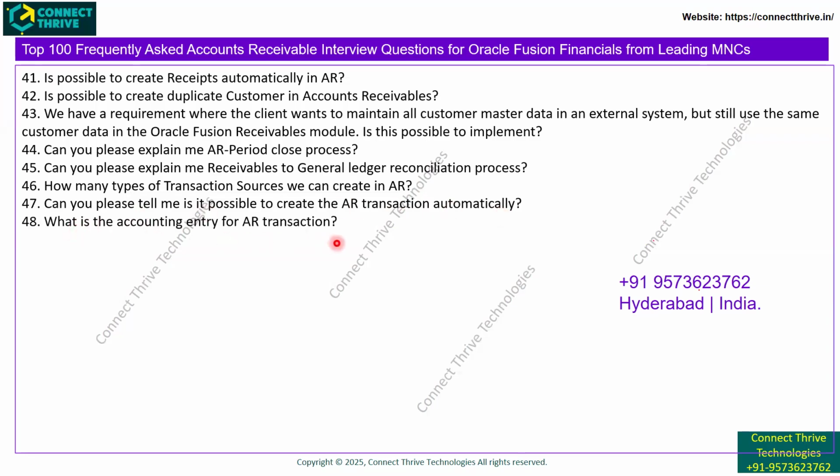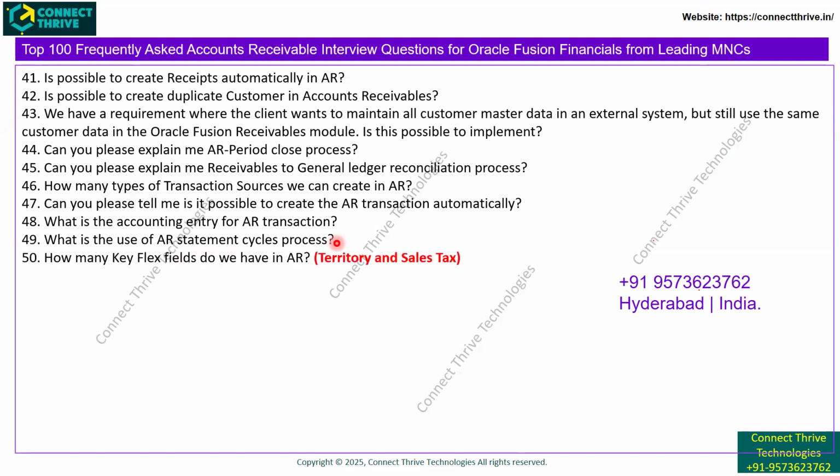What is the accounting entry for AR transaction? It's a receivable to revenue. Next, what is the use of AR statement cycle process? It will generate our particular outstanding related statement cycle, and it will send it to the customer to let the customer know about his outstanding balance for each invoice wise.